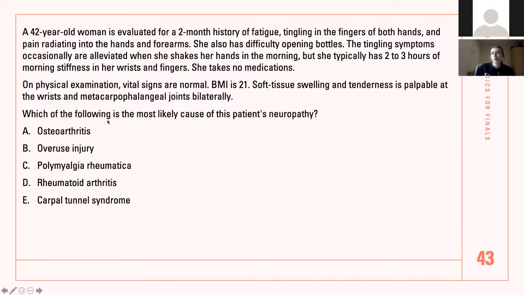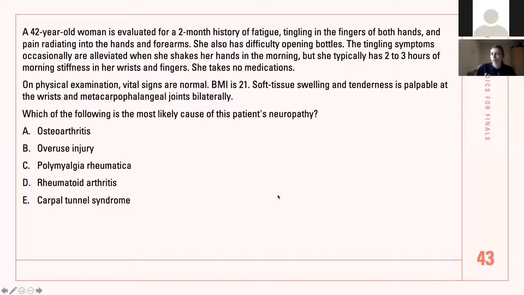So the answer to this question would be D, rheumatoid arthritis. Some telltale signs here are the 2 to 3 hours of morning stiffness, the wrist and the metacarpophalangeal joints bilaterally, soft tissue swelling and tenderness, and also the 2-month history of fatigue as well. So she's got some systemic symptoms present there.